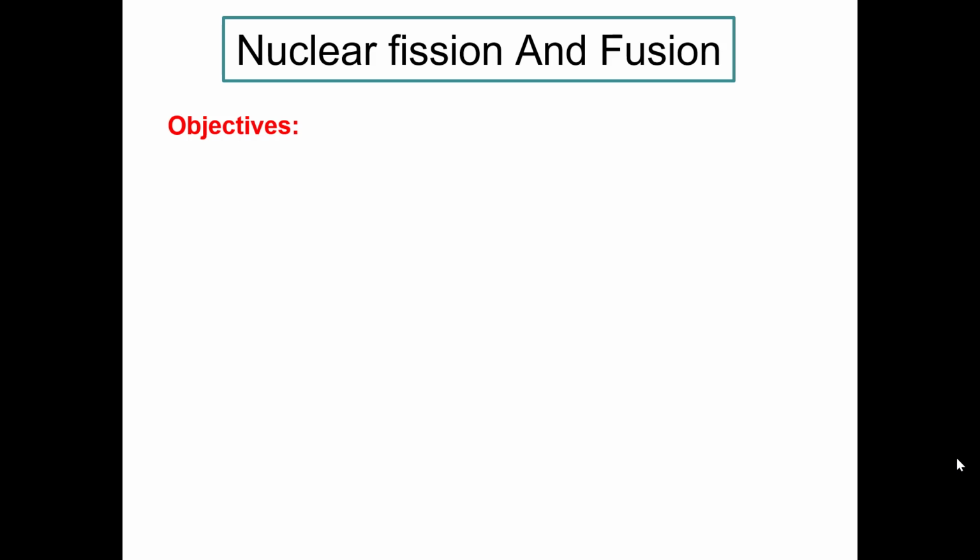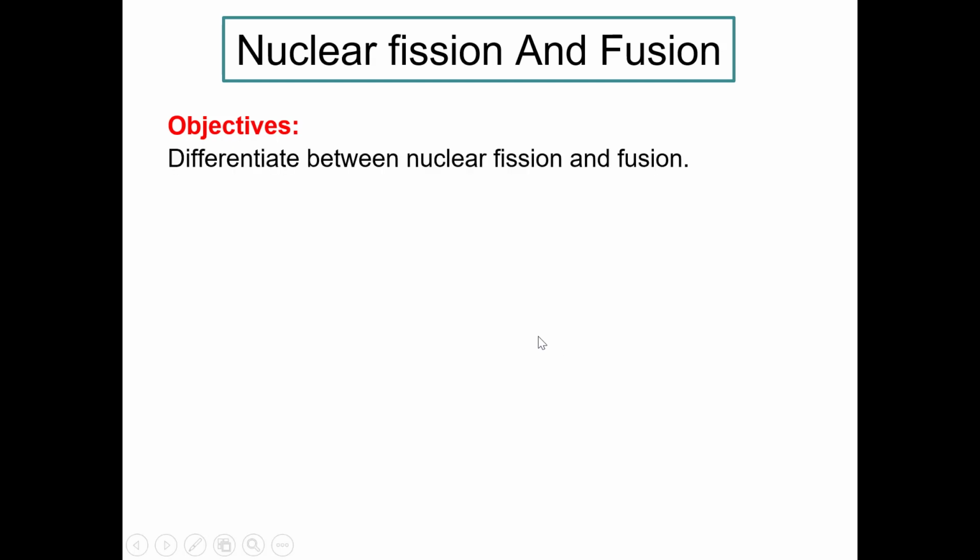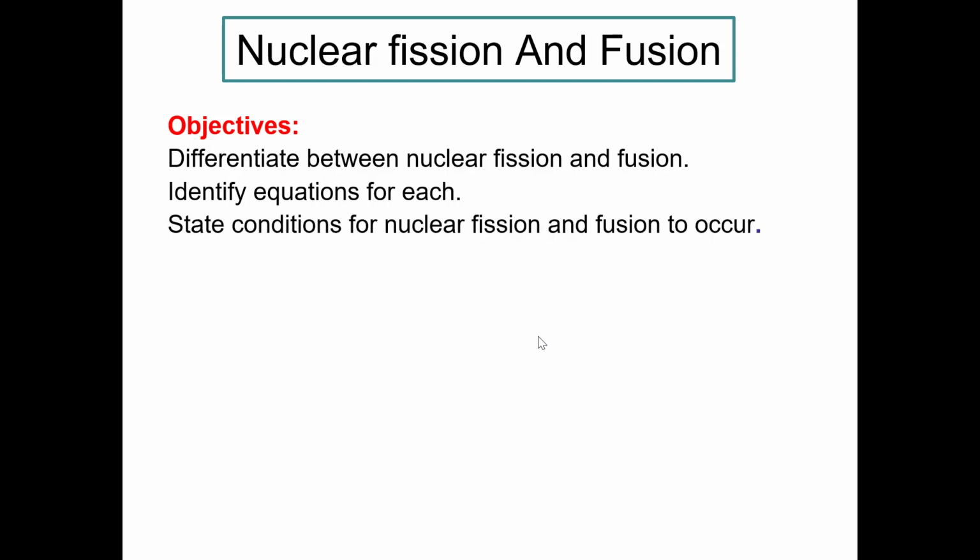In this lesson on nuclear fission and fusion, we have the following objectives. Each student should be able to at least differentiate between nuclear fission and fusion, identify equations for each of the reactions of nuclear fission and nuclear fusion, and then set conditions for nuclear fission and fusion to occur, as well as stating the applications of each.